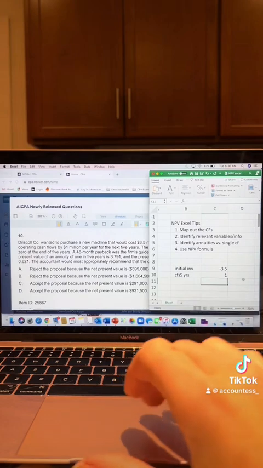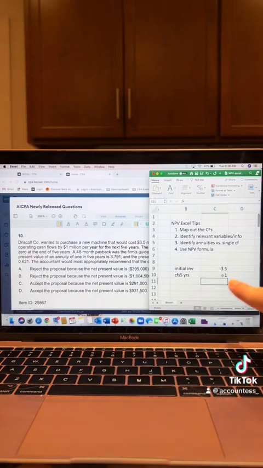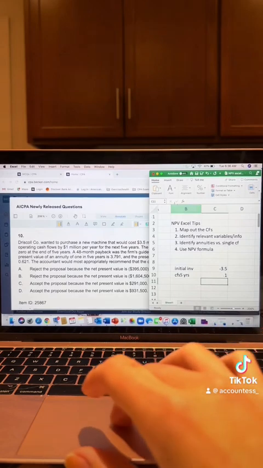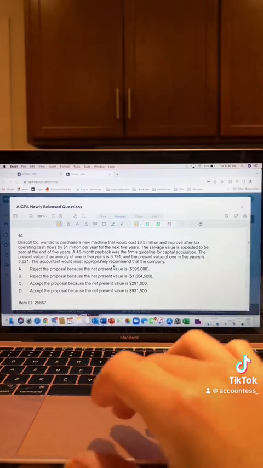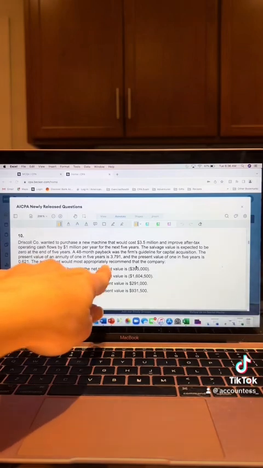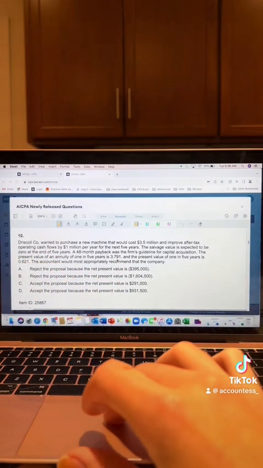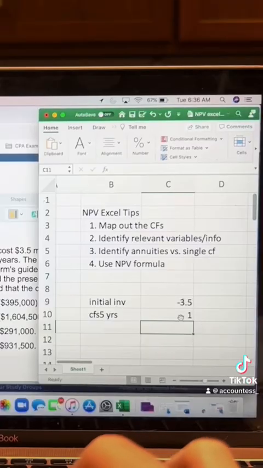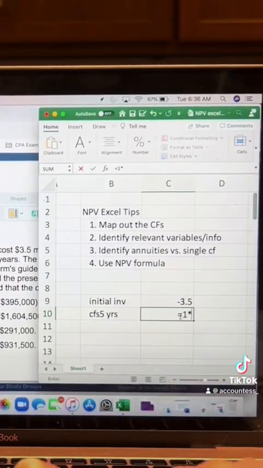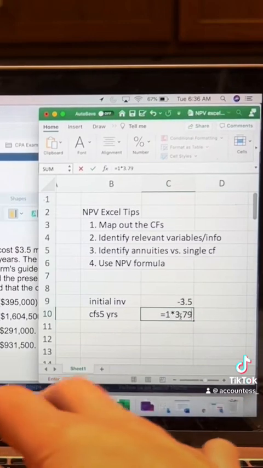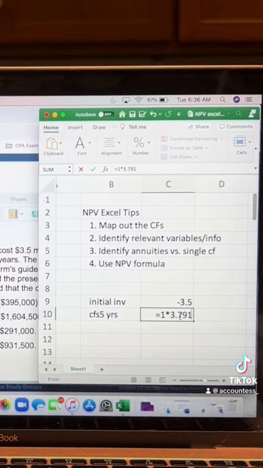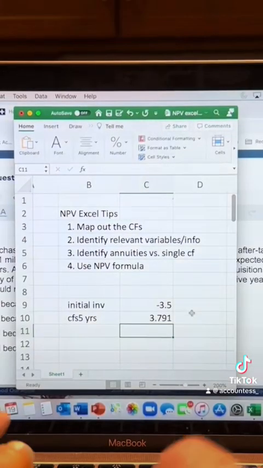We mapped out the cash flows, and now we know that this 1 million per year, that is an annuity. So we want to find the present value of an annuity in 5 years. And that is right here, that 3.791. So this is just 1 times the present value of an annuity factor, which is very simple math. You don't need to use Excel, but I'm putting it in here just to prove a point. So when it's more complicated numbers, you know what to do.